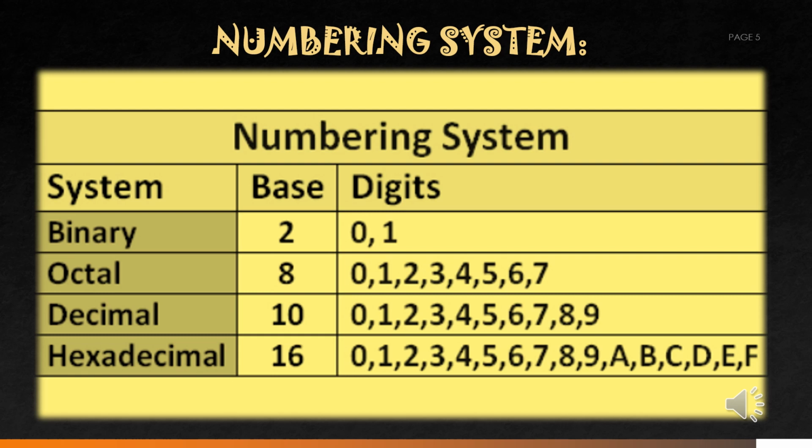Numbering systems: binary, base 2: 0 and 1. Octal, base 8: 0 up to 7. Decimal, base 10: 0 up to 9. Hexadecimal, base 16: 0 up to 9 and letters A to F.